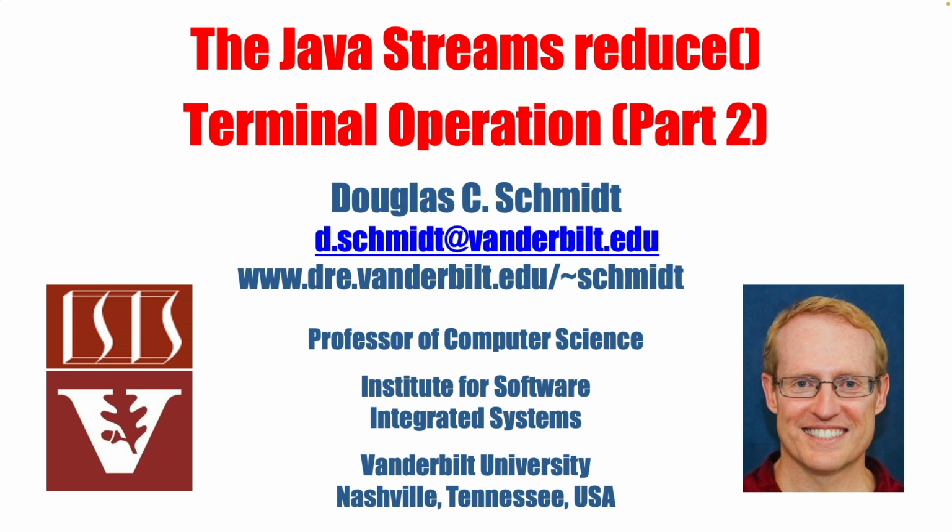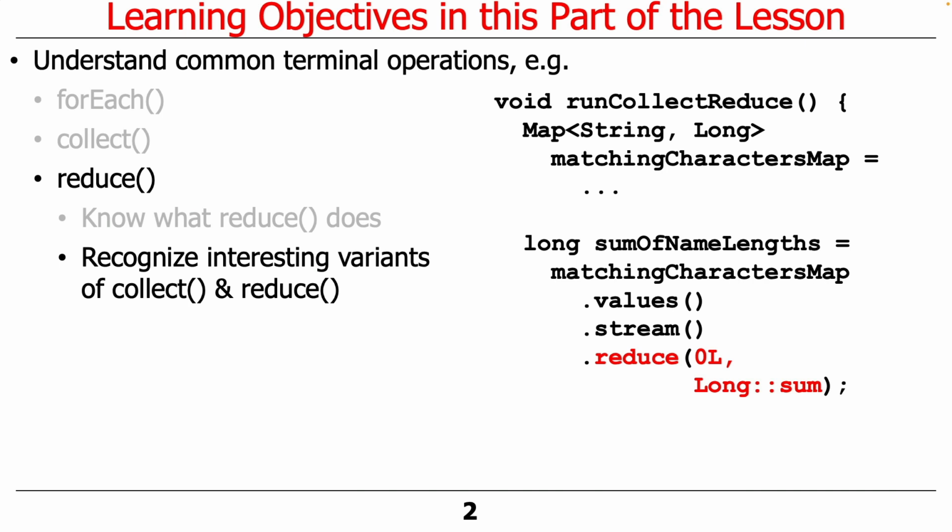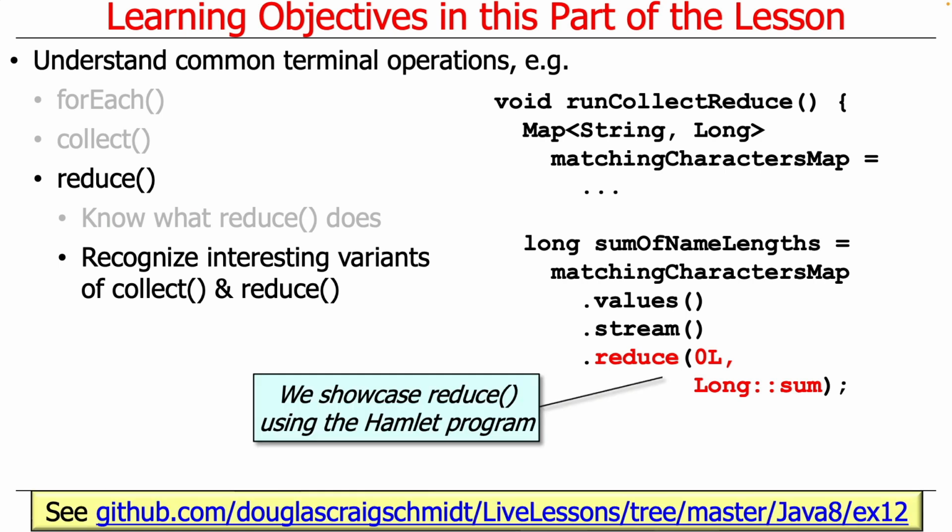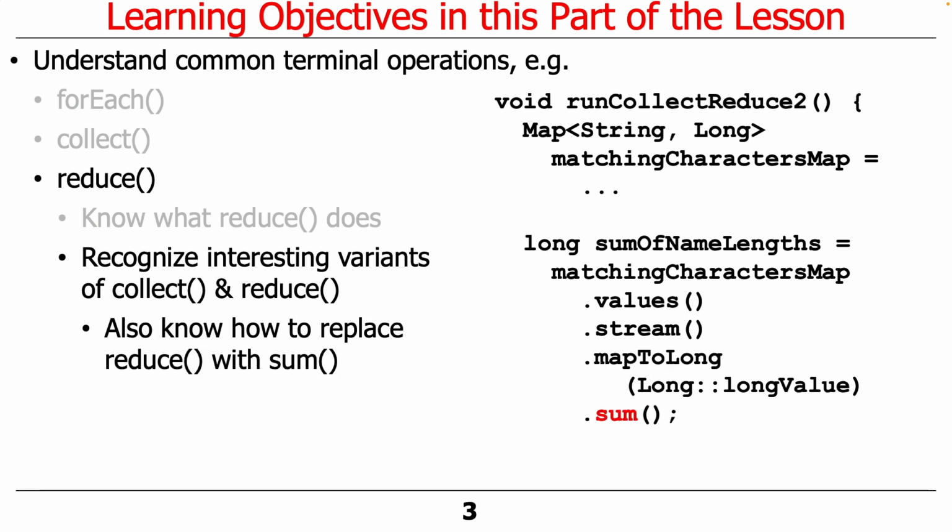Let's now talk about part 2 of the reduced terminal operation discussion. This is going to talk about some interesting variants of collect and reduce, which are important to understand. And again, we'll use a good old Hamlet program as our case study to make these examples more concrete. We're also going to talk about the circumstances under which you can replace the use of reduce with sum.